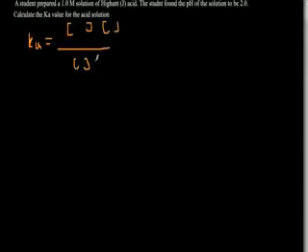So now the next problem is a student prepared a 1.0 molar solution of hypothetical acid. The student found the pH of the solution to be 2.0. Calculate the Ka value for the acid solution. Okay, find the Ka value for the acid solution. So let's just write down our formula. Ka equals the products over the reactants. So it says of hypothetical acid.